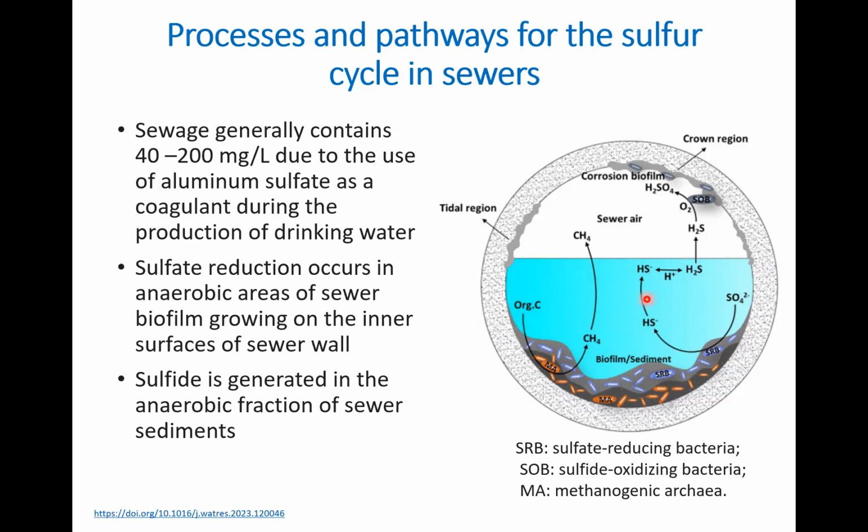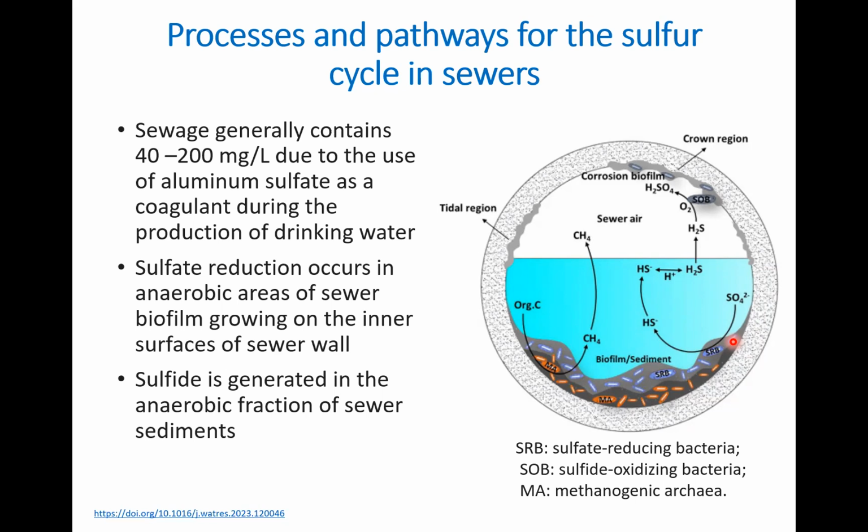So again, this sulfate can be found in water because it's generally used as a coagulant during the production of drinking water. The sewage can contain maybe from 40 to 200 milligrams per liter as sulfate, and about half of this can come from the water treatment with aluminum sulfate.